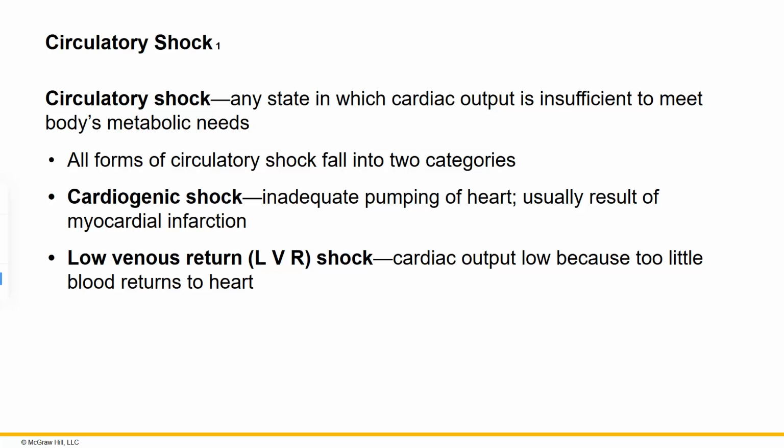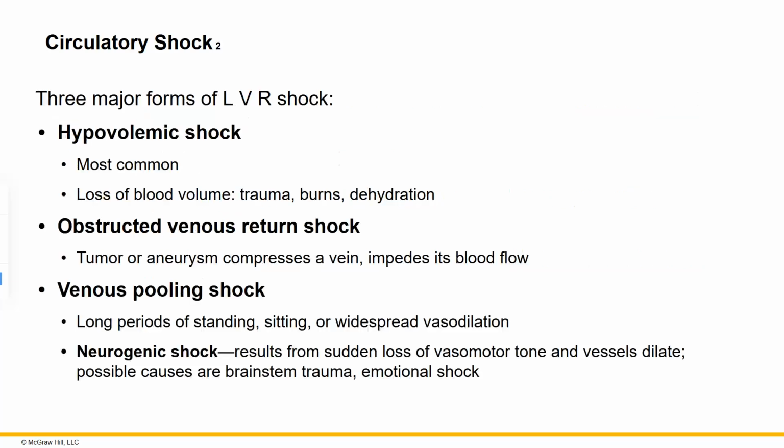Circulatory shock, any state in which cardiac output is insufficient to meet the body's metabolic needs. All forms of circulatory shock fall into 2 categories. Cardiogenic shock, inadequate pumping of the heart, usually the result of myocardial infarction. Low venous return shock, cardiac output is low because little blood returns to the heart. Hypovolemic shock, loss of blood volume due to trauma, burns, or dehydration. Obstructed venous return shock, tumor or aneurysm compresses a vein and then impedes its blood flow. Venous pooling shock, large periods of standing, sitting, widespread vasodilation.